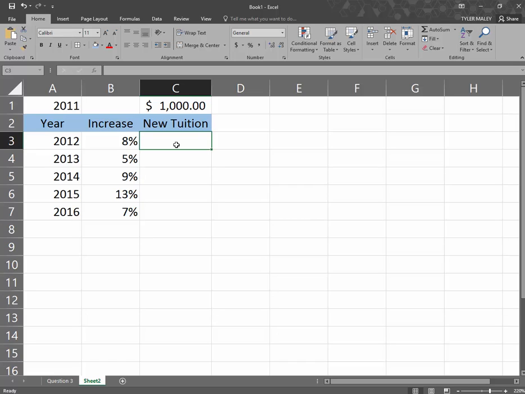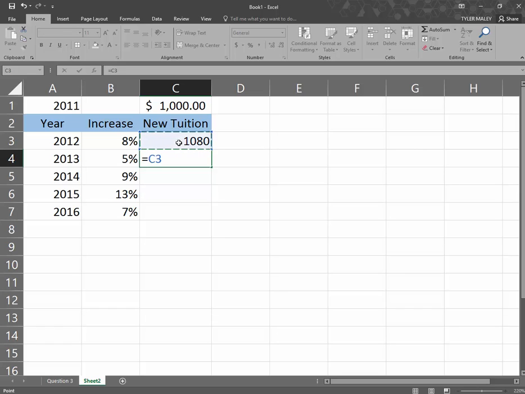2012, right? So if we wanted to do this using Excel, we would take 1,000 times 0.08, or excuse me, 1.08, right? Because an 8% increase, the multiplier would be 1.08. So this would give me 1,080, right? So then I can keep doing that. Let's take the previous number.